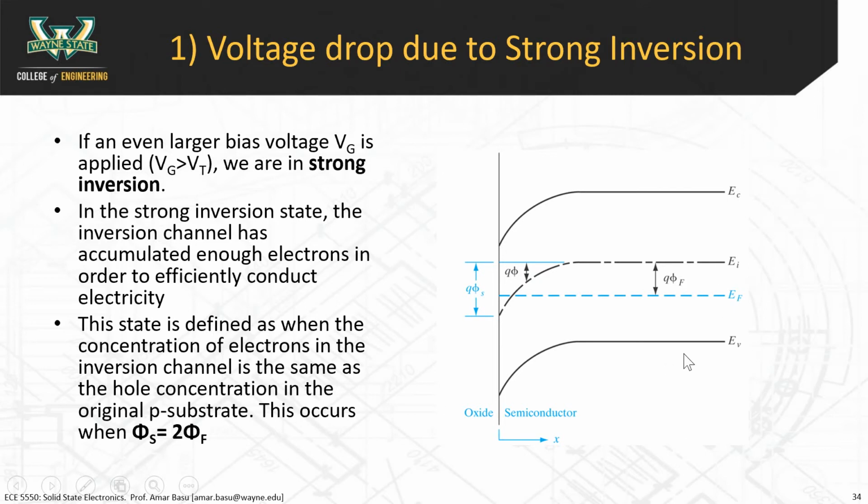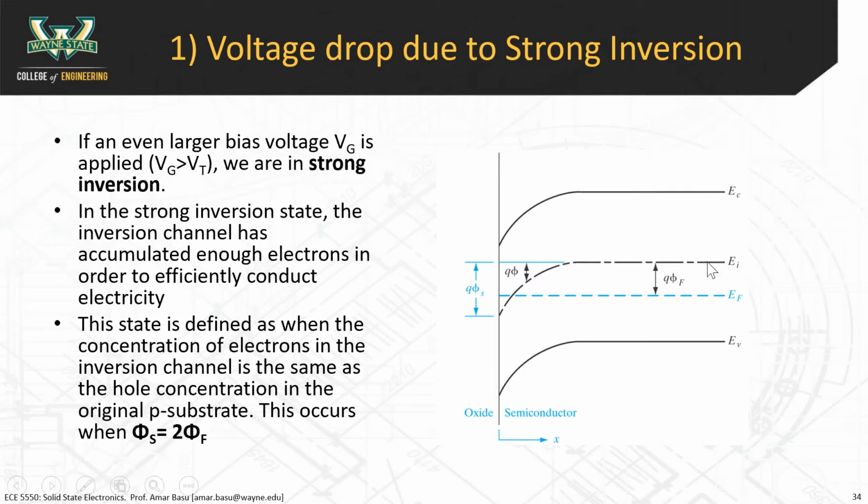We have holes. In order to get strong inversion, you want this band to bend by an amount equal to 2 times this. The rationale behind that is that we have a p-type material out in the substrate, and what defines how p-type the material is is this distance here, right? If EI minus EF is large, is it more p-type or less p-type? Let's say that Q phi F gets large. It's more p-type. We have more hole concentration, right?